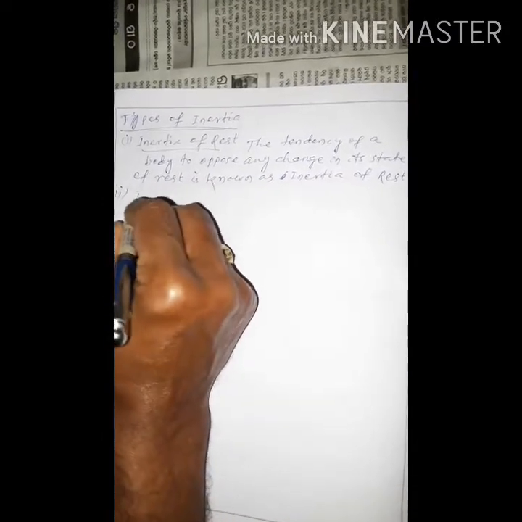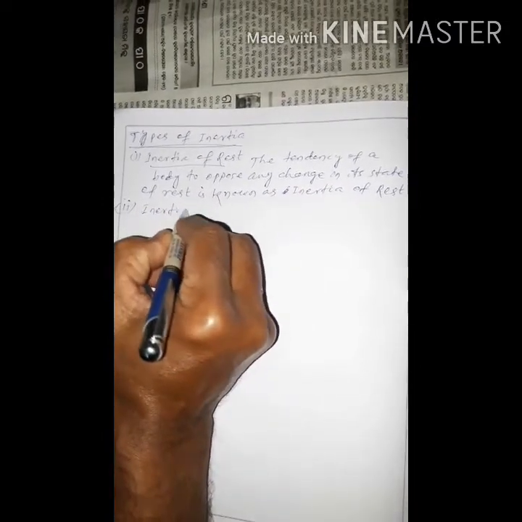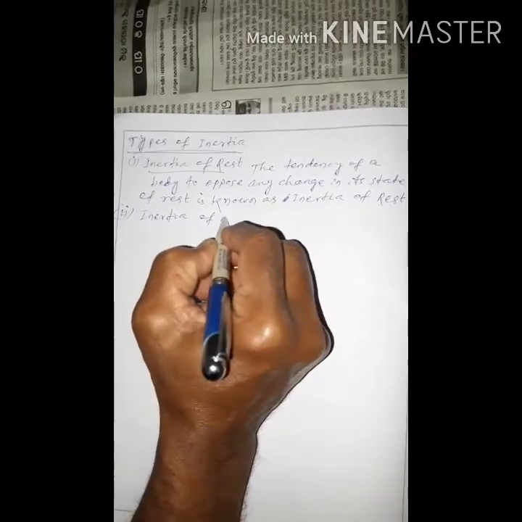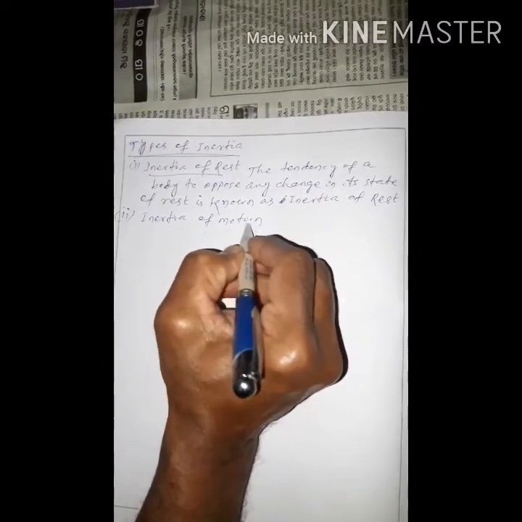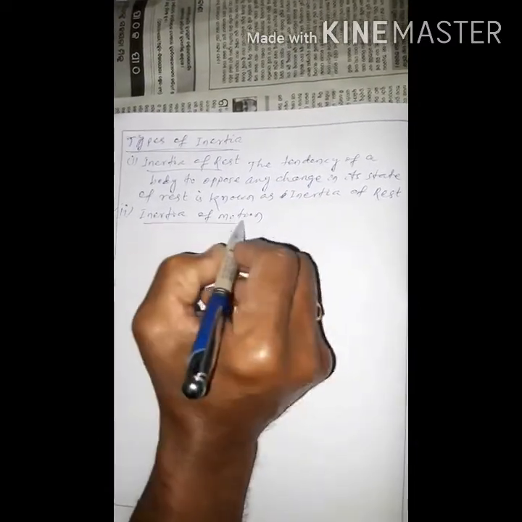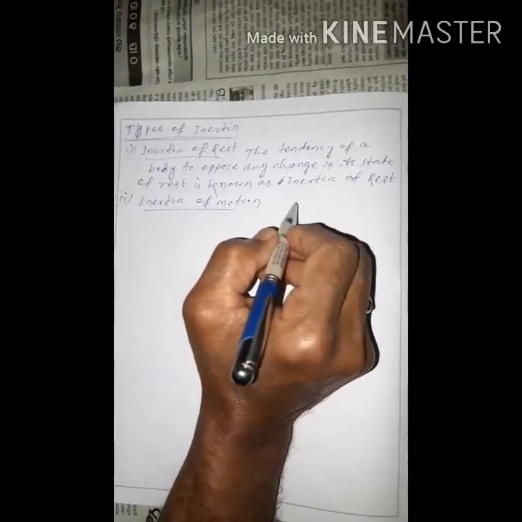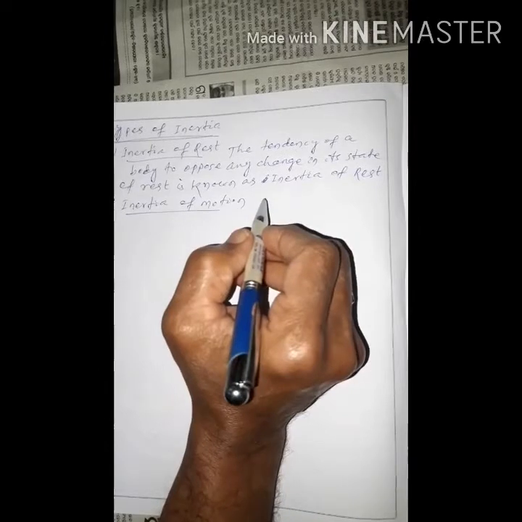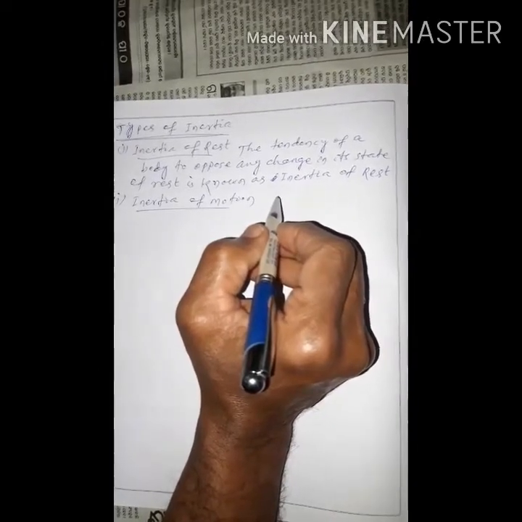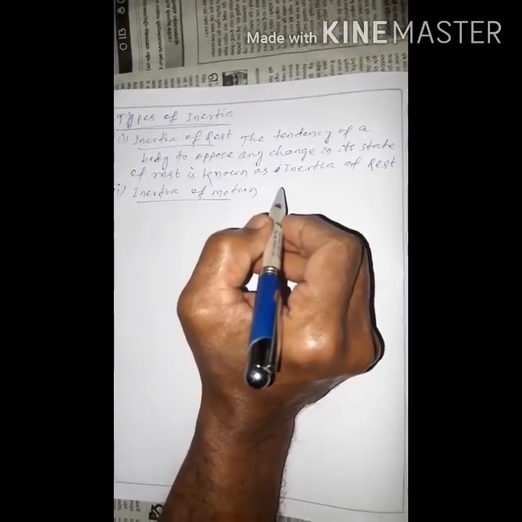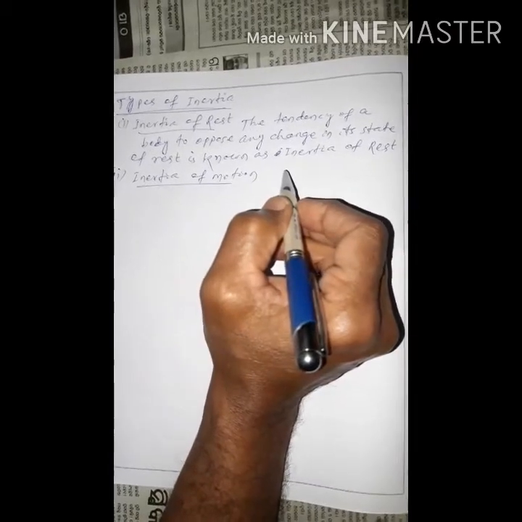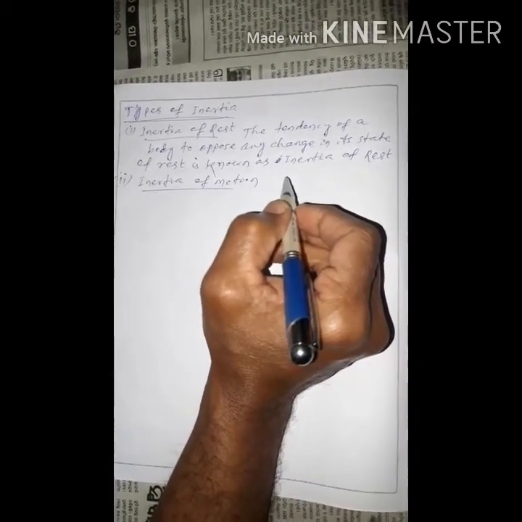Second one is inertia of motion. What is inertia of motion? The tendency of a body to oppose any change in its state of uniform motion is called inertia of motion.